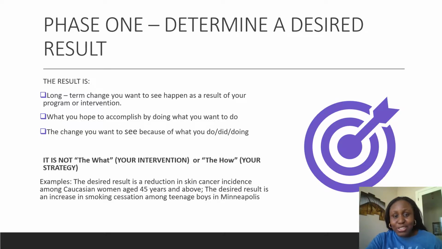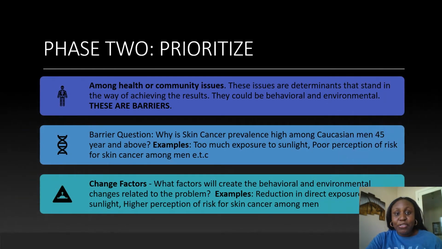It's not your interventions, and it is not your strategy. Next, phase two, which is prioritizing. Come to think of it, assuming you got a $1 million grant from the Bill and Melinda Gates Foundation, and they told you they wanted you to go to community X, perhaps, let's say, Georgia County in Maryland.